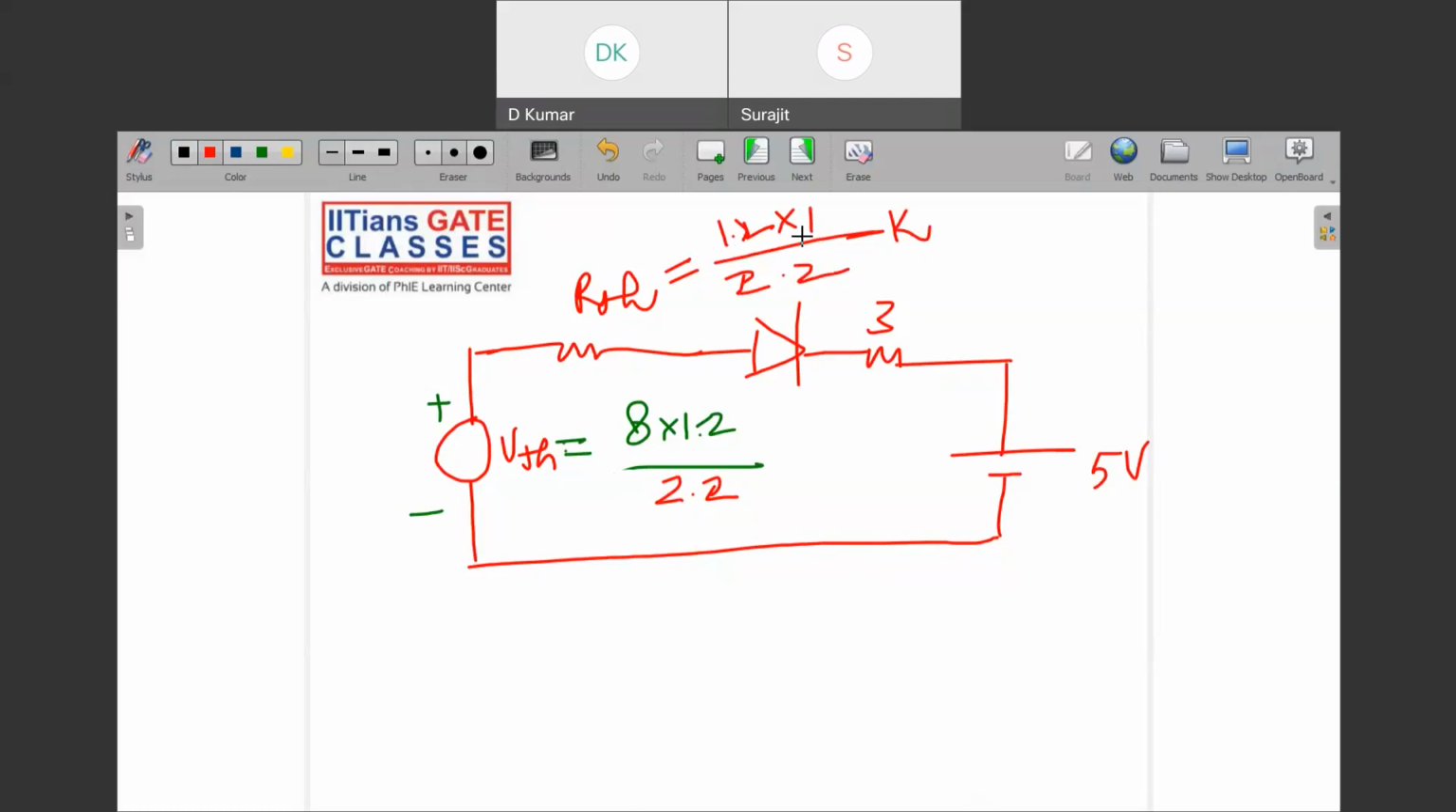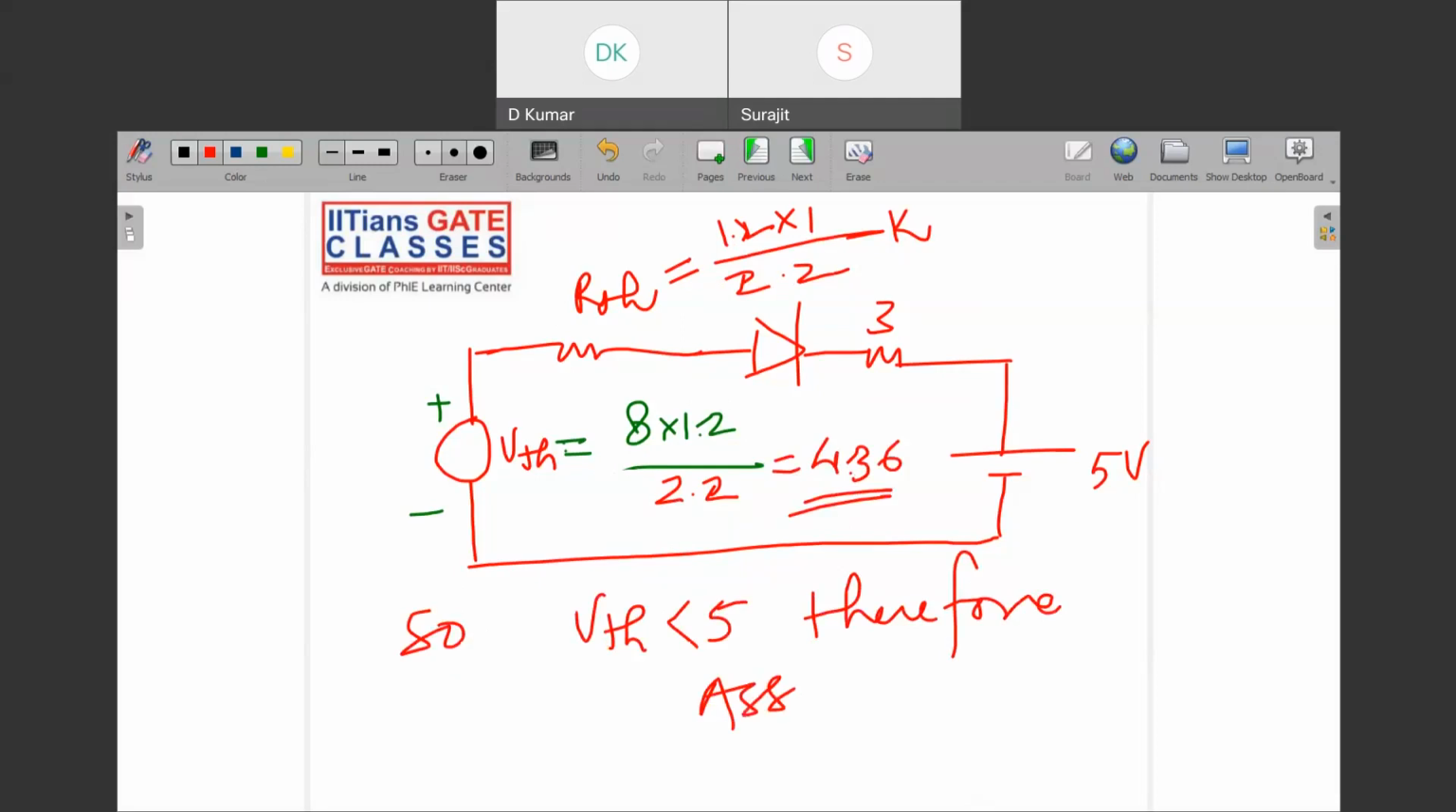So based on VTH, you can say that the diode is reverse bias only and our assumption is wrong, right? So what is VTH? Can you calculate VTH? What VTH are you getting here? That is 58 by 13, I think. Yes, sir, 4.36 volt. 4.36, right? And this diode is off. So VTH is less than 5. Therefore, the assumption is wrong.